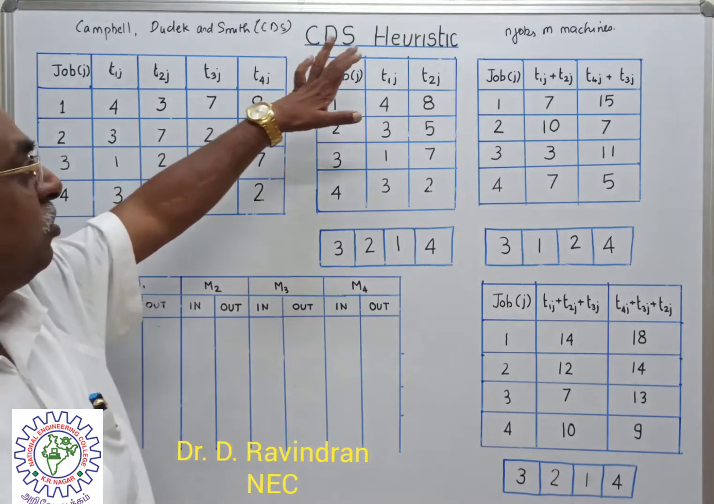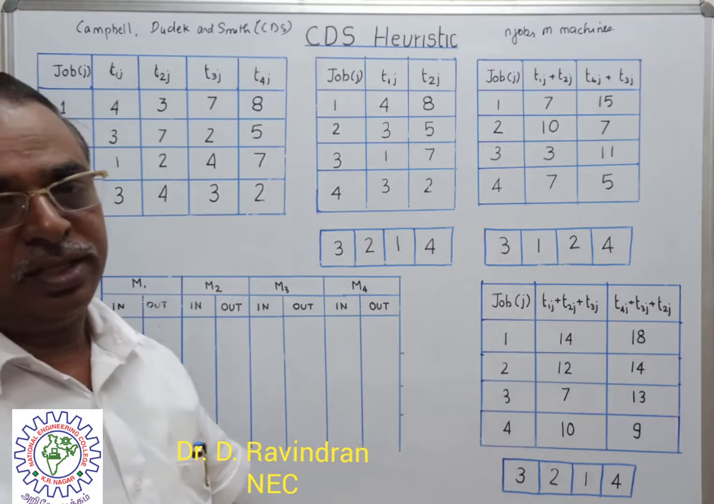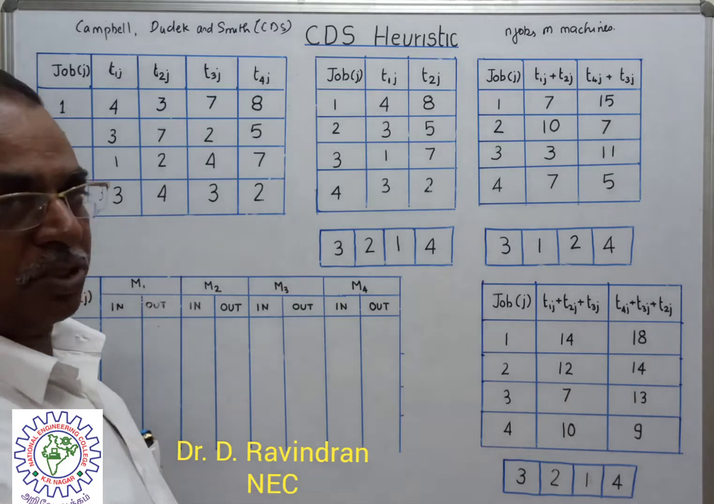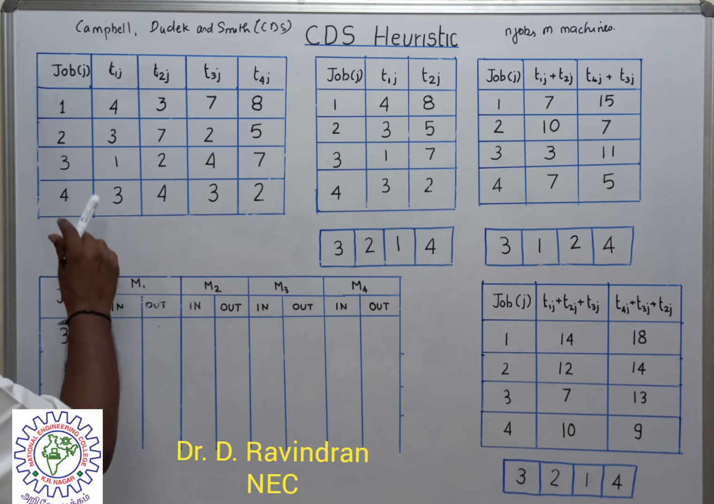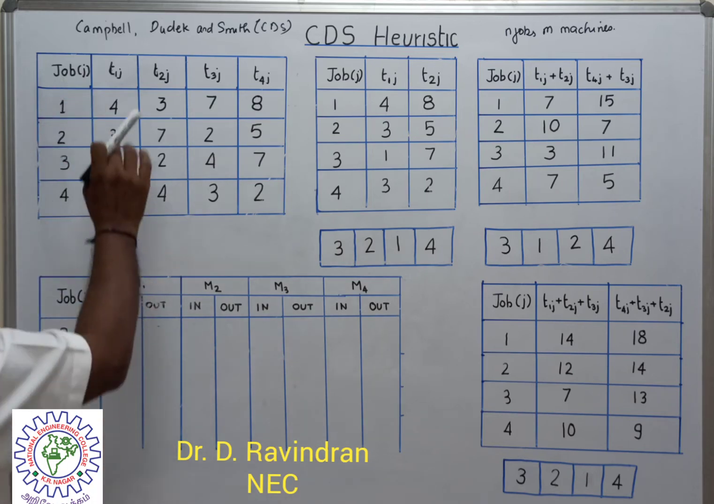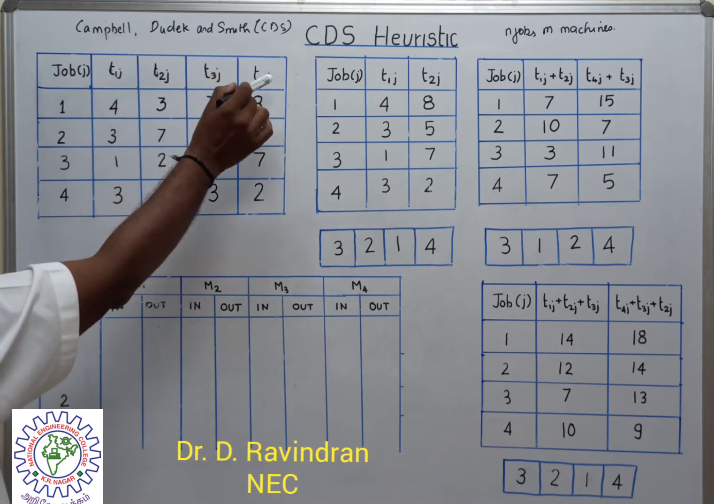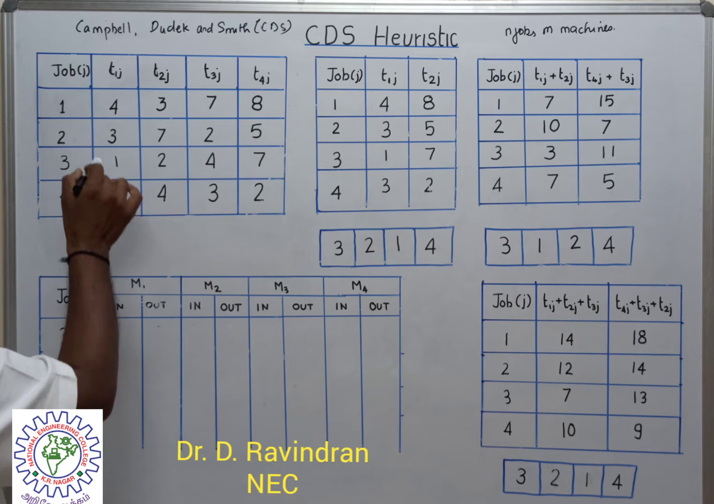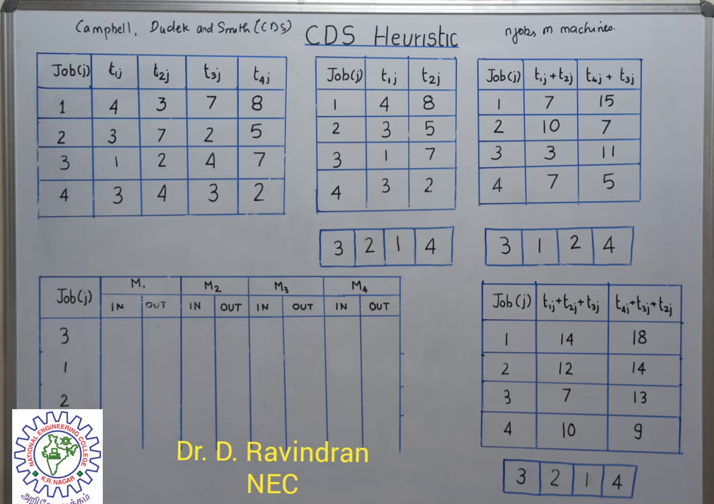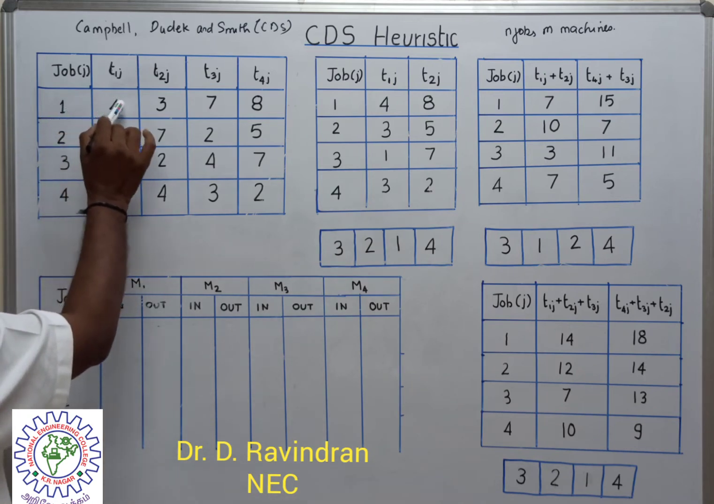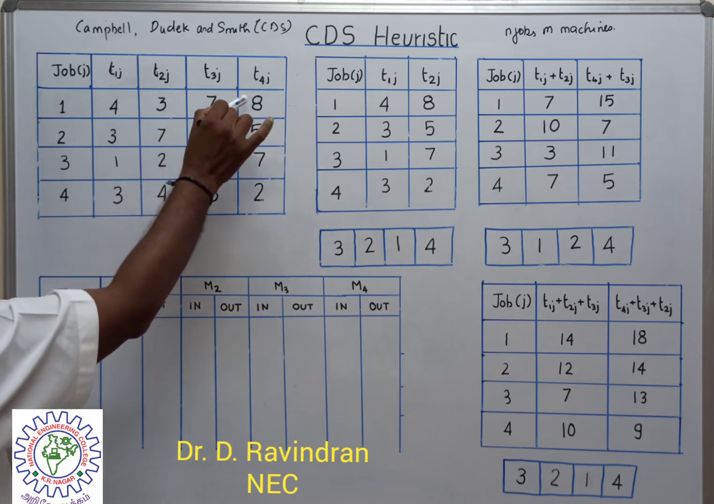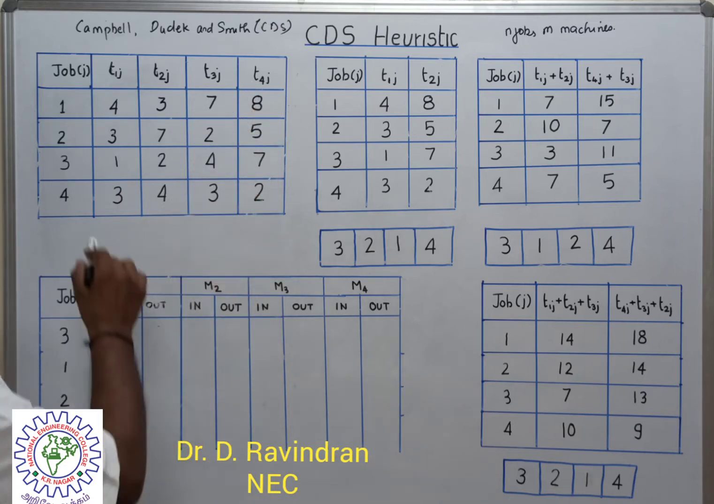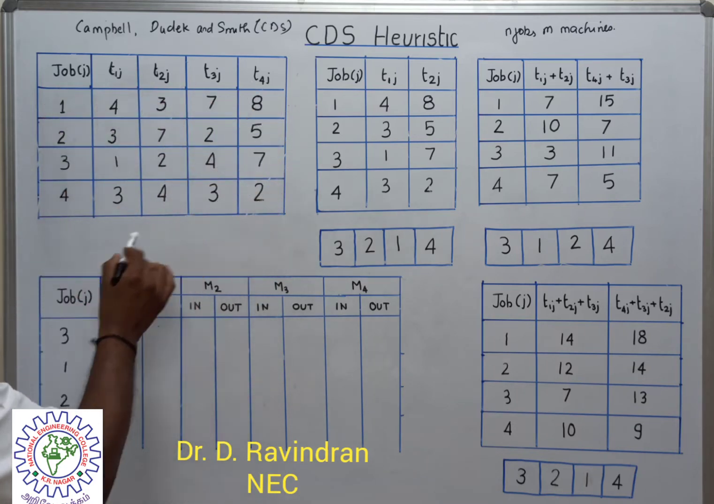Let us try to understand this heuristic with the aid of some numerical illustration. In this small numerical illustration, we are considering 4 jobs and 4 machines. Each machine, M1, M2, M3, M4, has a processing time for jobs 1 to 4. For example, job 1 has 4 hours of processing time in machine 1, 3 hours in machine 2, 7 hours in machine 3 and 8 hours in machine 4. Similarly, the processing times for all 4 jobs are given.